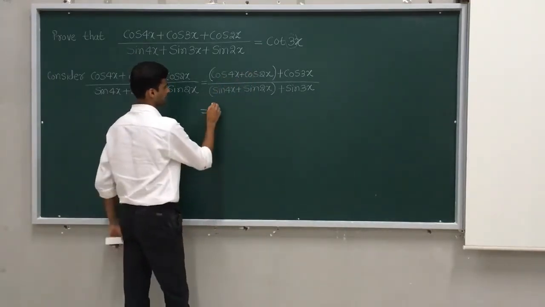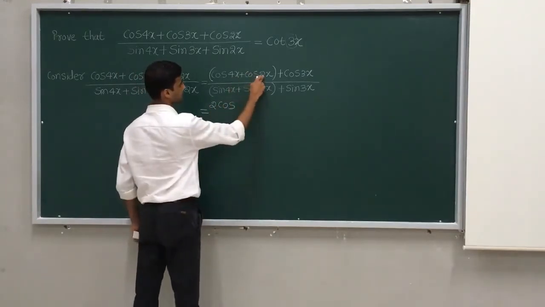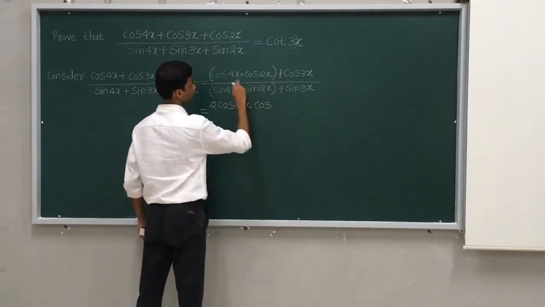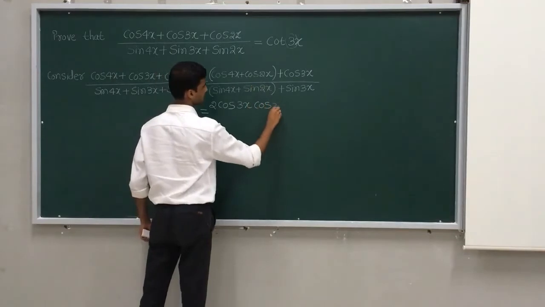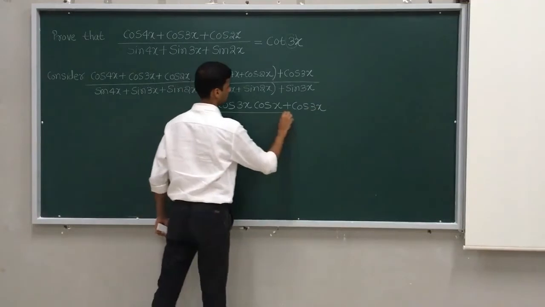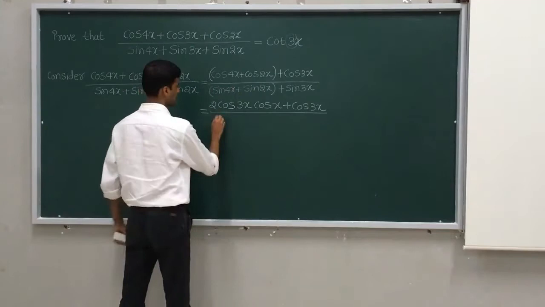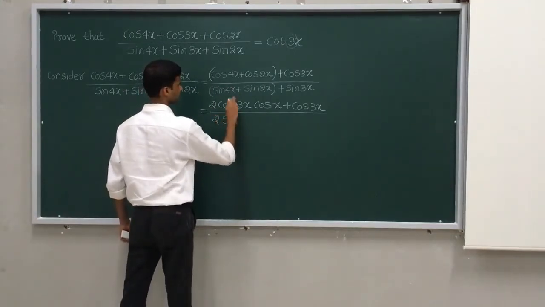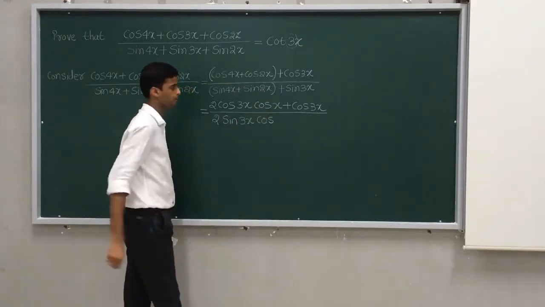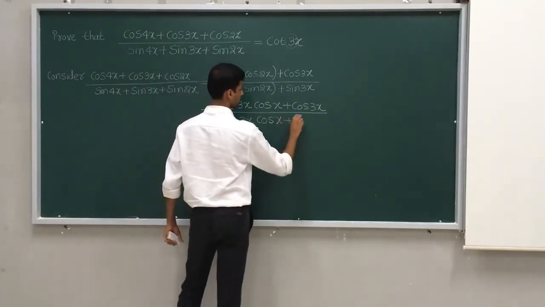We all know cos x plus cos y is 2 cos of (x plus y) by 2, that is 4x plus 2x, 6x, 6x by 2 is 3x, then cos of (4x minus 2x) by 2, that is x, plus cos 3x, divided by sin x plus sin y, which is 2 sin of (4x plus 2x) by 2, that is 3x, cos of (4x minus 2x) by 2, that is x, plus sin 3x.